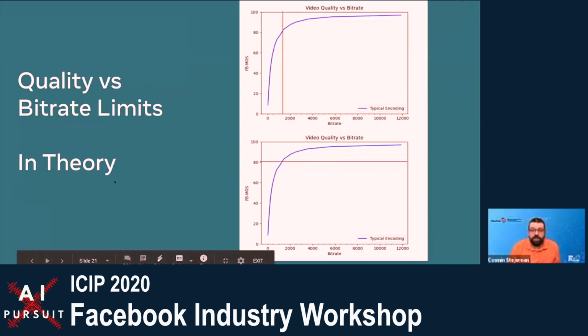So in theory, we can change between bitrate and quality somewhat interchangeably. For a given video at a specific point, for a given amount of bits, we can find the quality, and we can express the same limit as a quality limit or a bitrate limit, and it doesn't really matter. This is in theory. In practice, we'll see on the next slide.